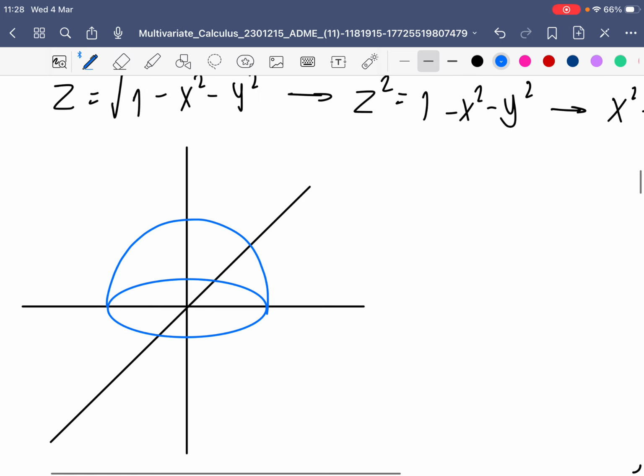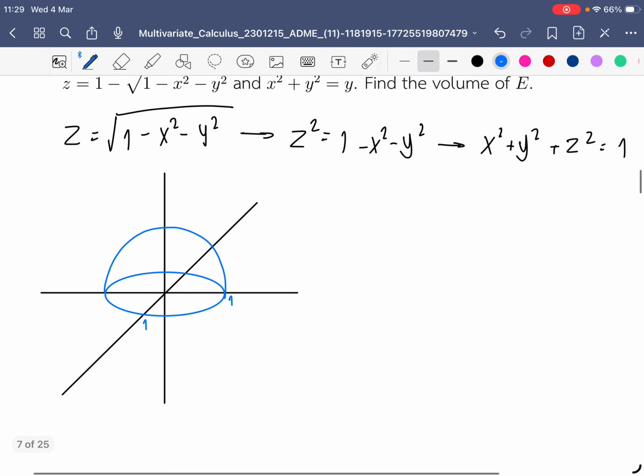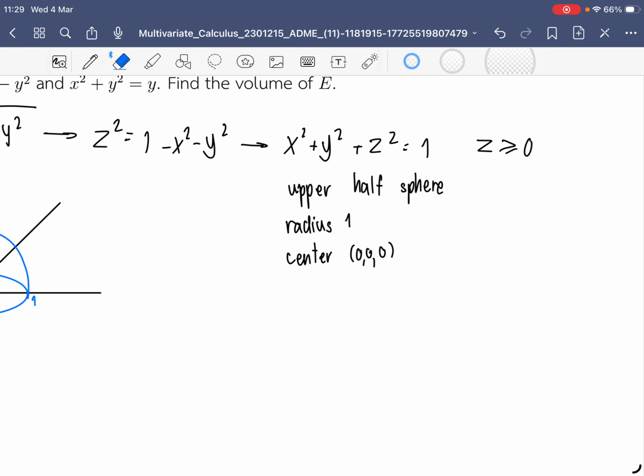And I am going to also change this equation right away into cylindrical coordinates. Change x, y, z to r, θ, and z. You're going to have r squared plus z squared equals 1, so when I change it, I have z equals square root of 1 minus r squared. Right?